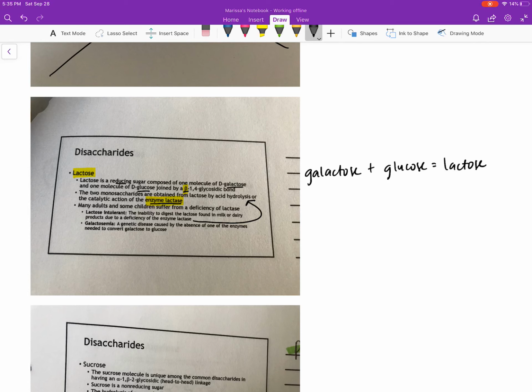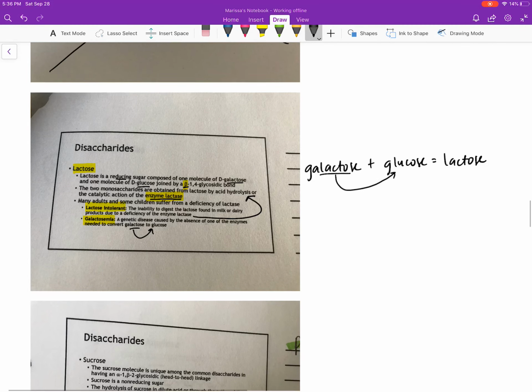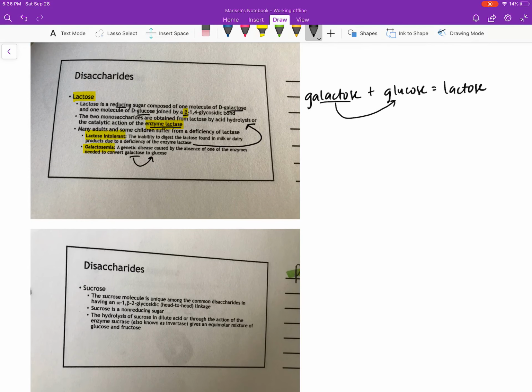Now, galactosemia is a genetic disease caused by the absence of one or more of the enzymes needed to then convert the galactose to glucose. Okay, so we haven't quite talked about why this is important yet, but galactosemia is the fact that we can't take this galactose and then turn it into glucose, which is part of the digestive process of these disaccharides. Okay, so you need to know these two on a definition level and how they relate to these health deficiencies. Okay, so this was our second one. Try to make sure we don't get mixed up.